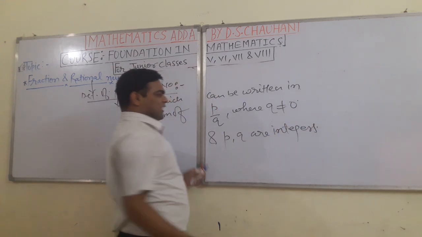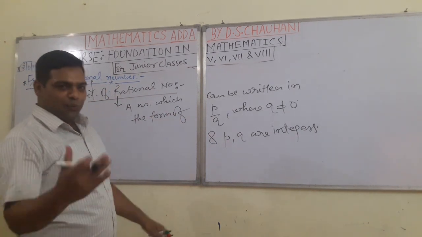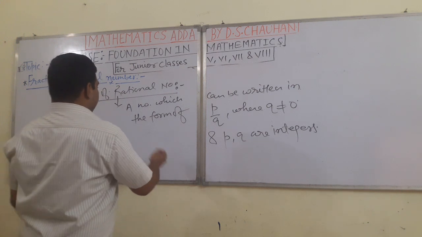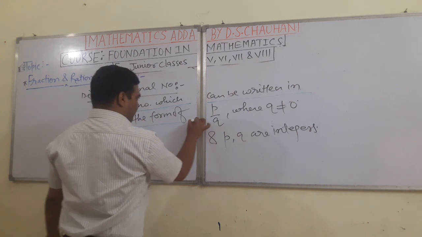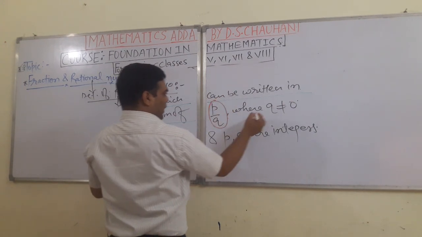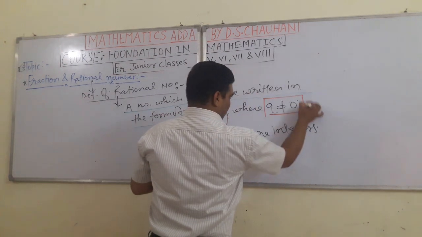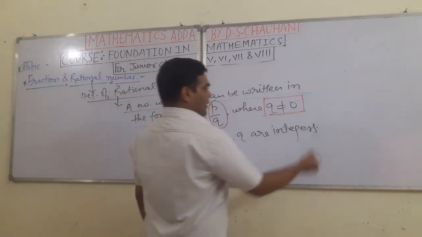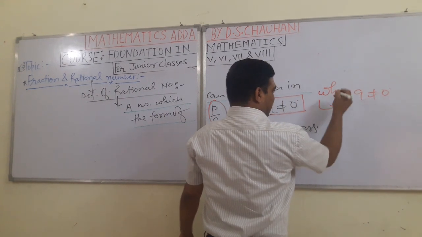You are getting a definition similar to a fraction, but here there is quite a difference. What is this difference? Try to understand. A number which can be written in the form of p by q, where q is not equal to 0. Big question: if someone asks you why q is not equal to 0, what will you tell?